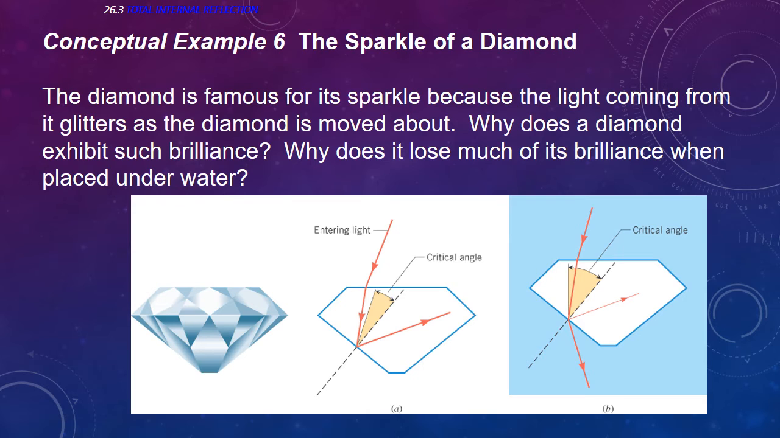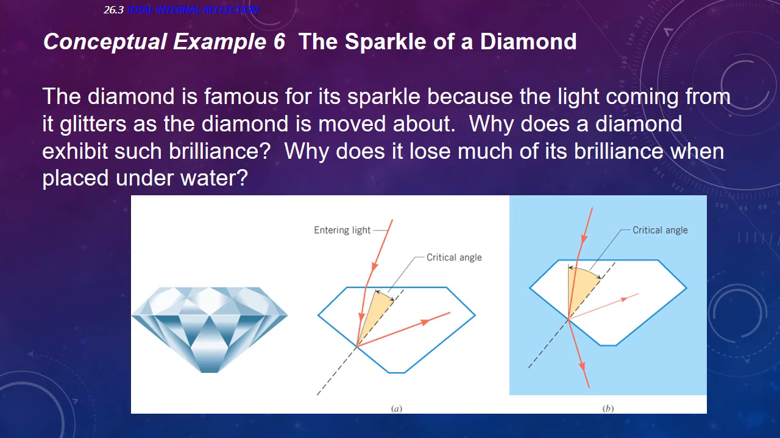Now, the diamond is famous for its sparkle because the light coming in glitters as you move it about. Why does it exhibit such brilliance? Well, as you move it around, certain angles cause internal reflection, which makes it sparkle, and then you get to a different angle where you're below the critical angle and you get pass through. So why does it lose much of its brilliance when placed under water? Well, with water, there's less internal reflection, so it doesn't bounce around inside as much. In the air, it bounces around inside more because it has a smaller critical angle.